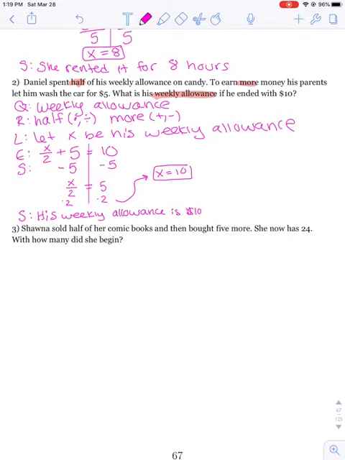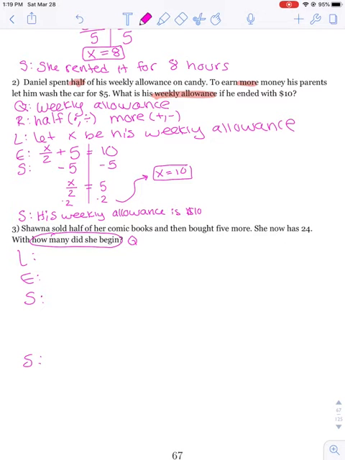All right, hopefully you're ready to go over number 3. This time I'm going to go back to circling my Q and R. And it's really just your choice of what you prefer. So here's the problem. You should have already solved this one. Shauna sold half of her comic books and then bought 5 more. She now has 24. With how many did she begin? The question is, how many did she begin? That just means how many comic books did she start with?